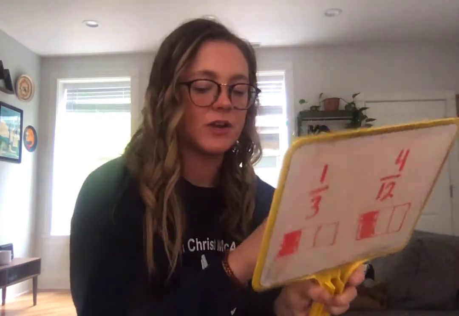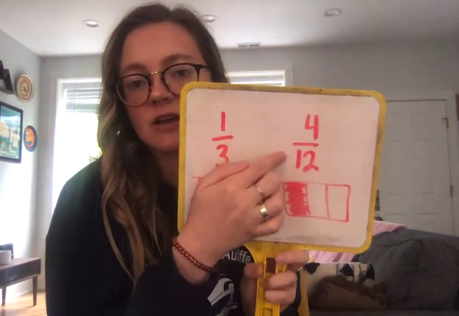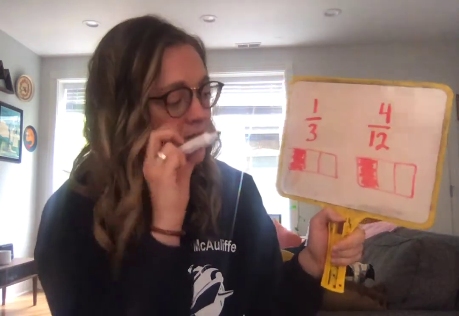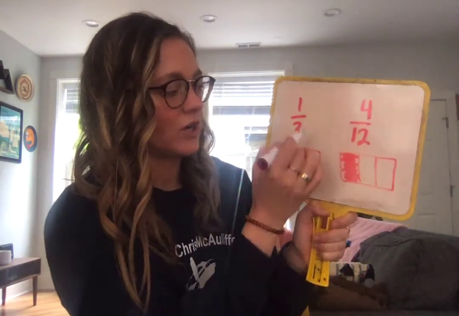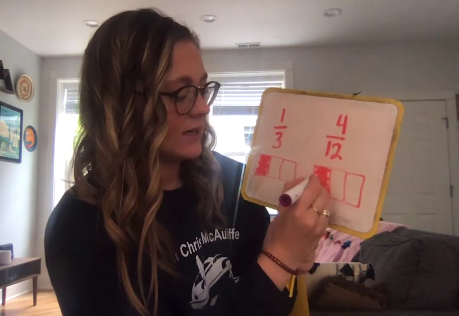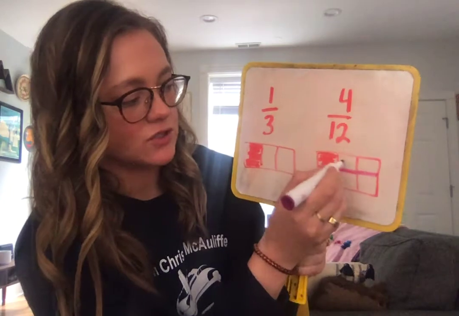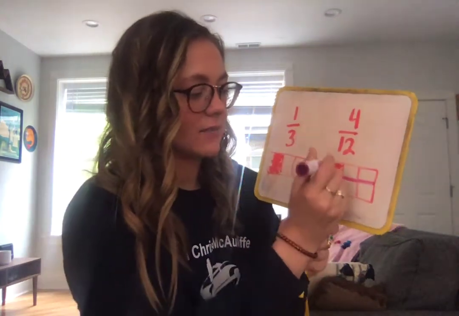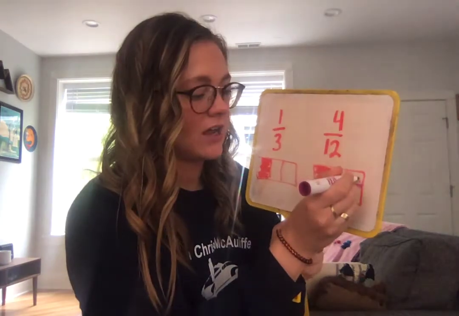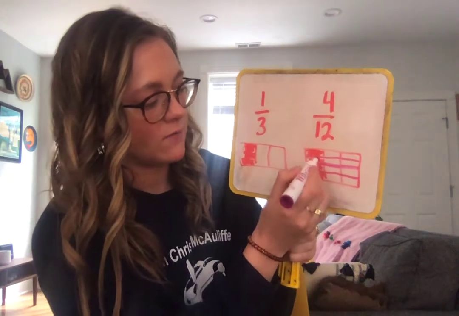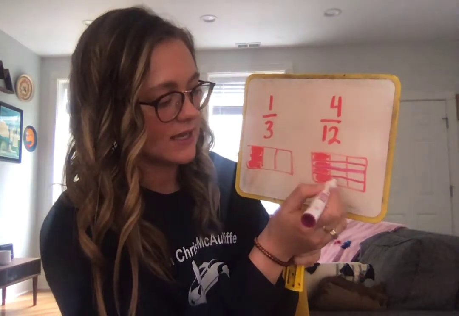So now I need to break up this shape on this side into how many sections? 12. So the denominator always tells you how many sections there are. The top is numerator, the bottom's denominator. So I'm going to break this piece up. When I cut it in half, I have 1, 2, 3, 4, 5, 6. So I'm almost there because I need 12. So that means I think I need to cut this section in half, and this section in half. And now I have 1, 2, 3, 4, 5, 6, 7, 8, 9, 10, 11, 12.